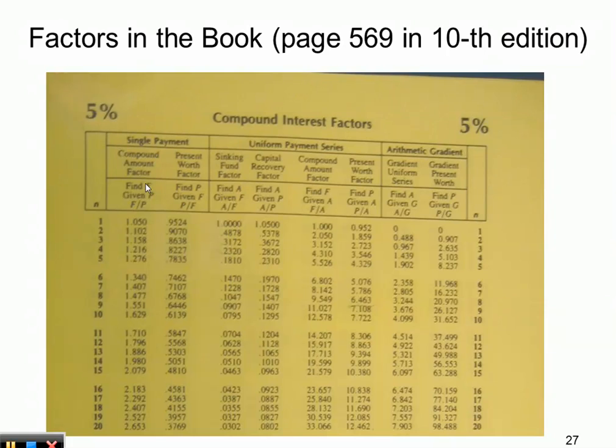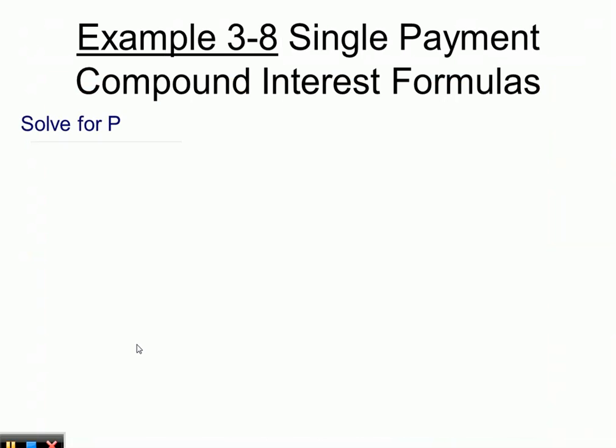So we look at what factor we need: F given P at 5%, at year 3, we'll get this factor. Or let's say F given P at 12, this is going to be this value. All right, I hope this was helpful. Keep in mind, if we need to find specific factors, this is how we find them.